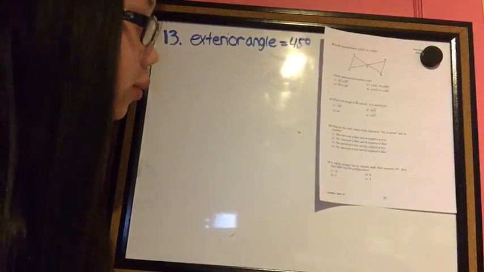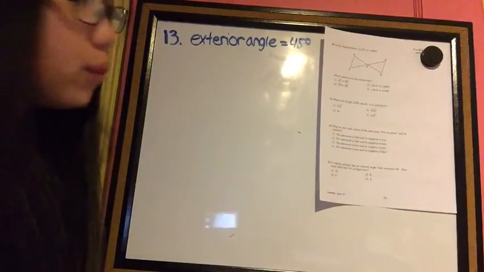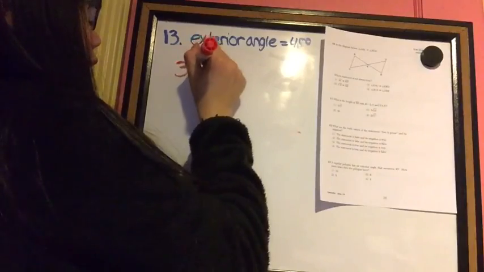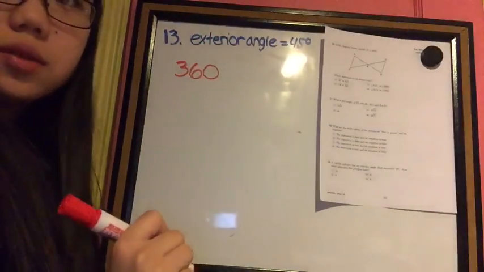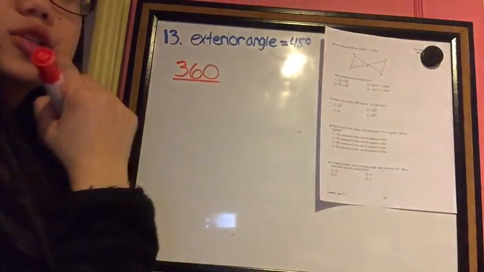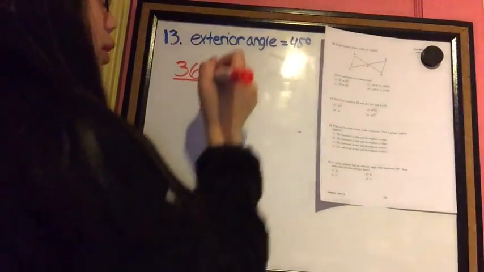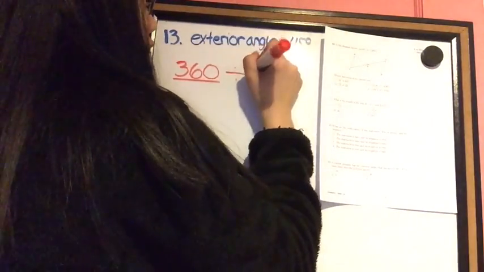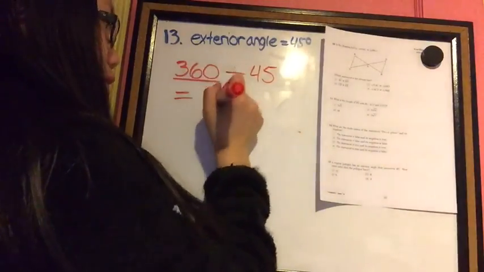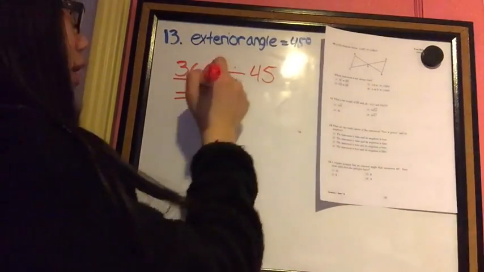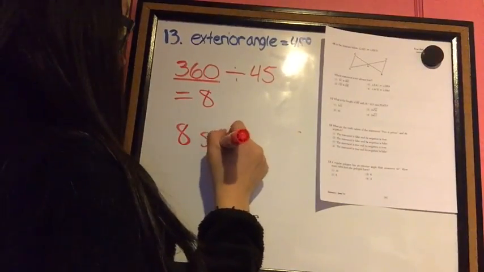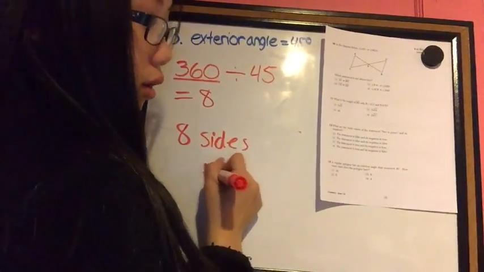Number 13 asks how many sides the polygon has. It says the polygon is regular, so we know that all the exterior angles add up to 360 degrees. So we have the exterior angles all add up to 360, and then we want to divide that by each exterior angle measurement, which is 45, and that would give us how many sides? 360 divided by 45 is 8, so it has 8 sides, which is number 2.